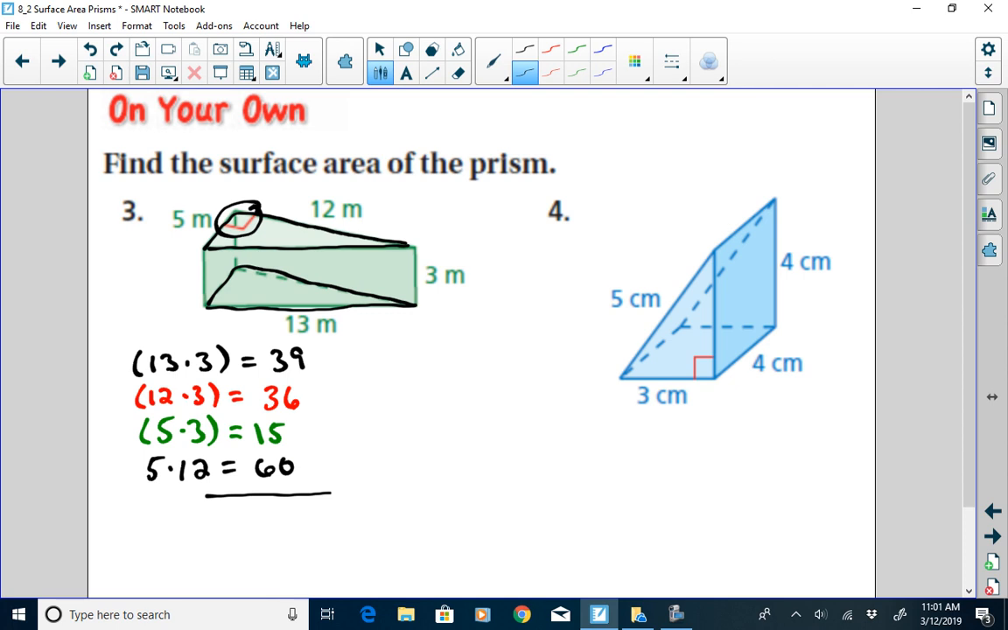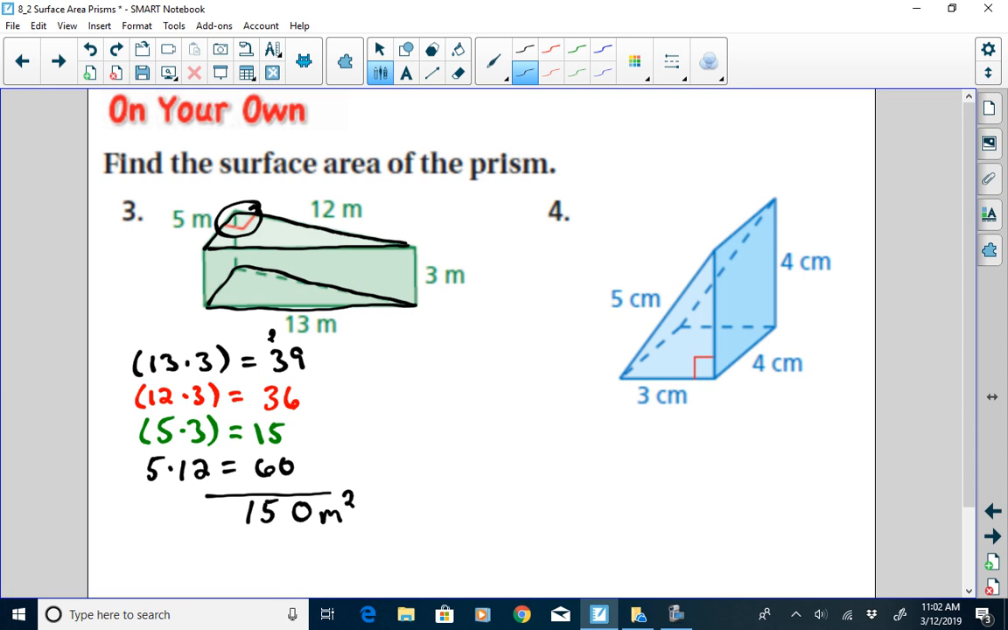Surface area is the sum of those areas. 9 plus 6 is 15. 15 plus 5 is 20. Carry the 2. 2 plus 3 is 5. Plus 3 is 8. Plus 1 is 9. So I get a surface area of 150, and those are what? Square meters. Alright? Yep, 150 square meters.